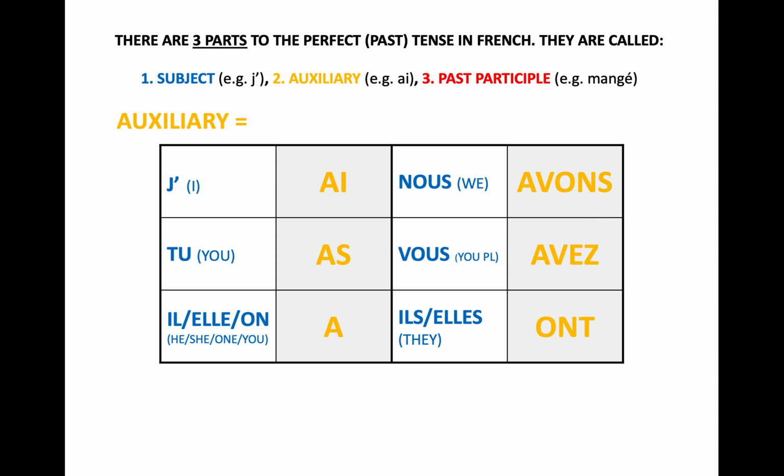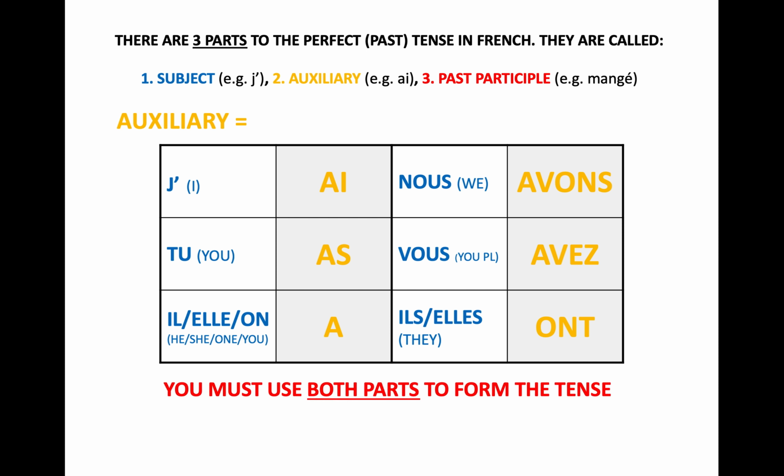There are actually three parts to forming the perfect tense in French. They're called the subject. That's the person you're talking about. For example, je means I. Your auxiliary. That's actually a bit of the verb avoir, but it doesn't matter. It's that bit in yellow. And you also need a past participle. For example, mangé. If you don't have all three of those bits, you haven't formed the past tense correctly. J'ai mangé is I ate in the past.